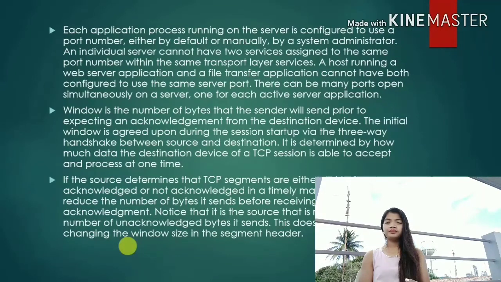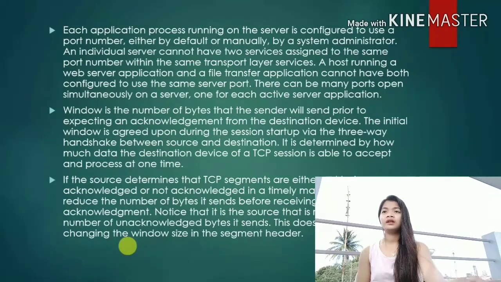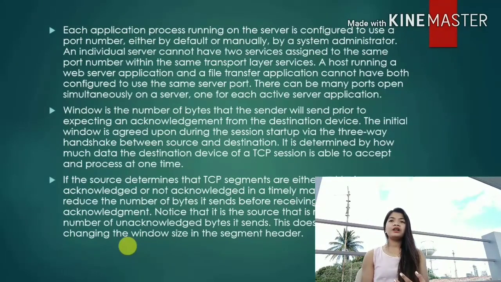If the source determines that TCP segments are either not being acknowledged or not acknowledged in a timely manner, then it can reduce the number of bytes it sends before receiving an acknowledgement. Notice that it is the source that is reducing the number of unacknowledged bytes it sends, thus changing the window size in the segment header. A PC is downloading a large file from a server.